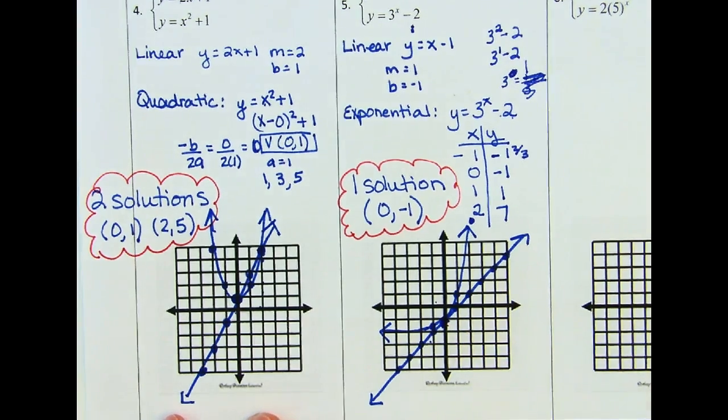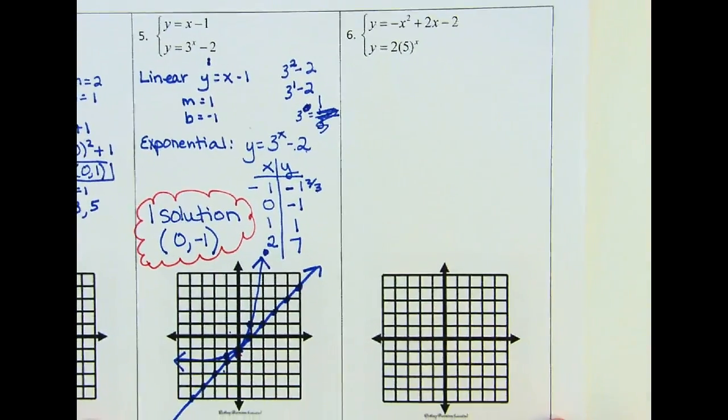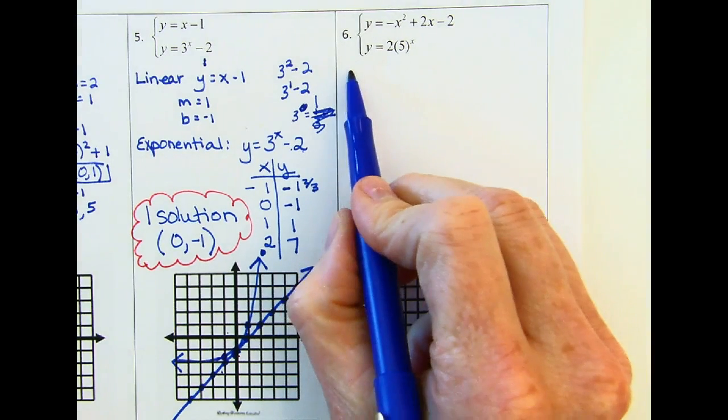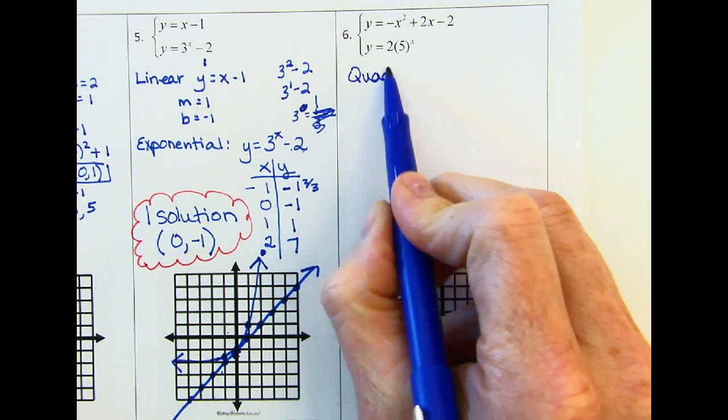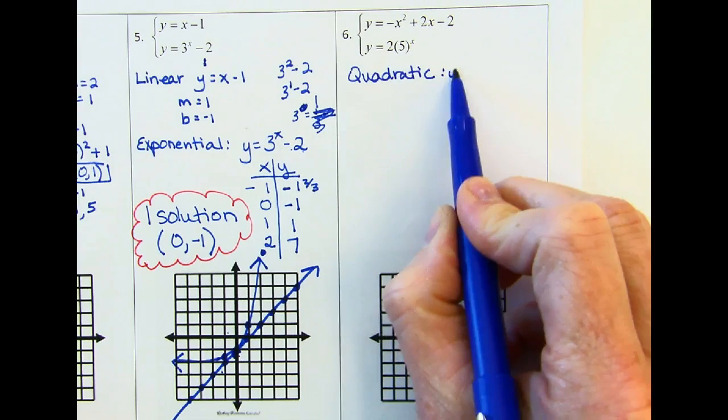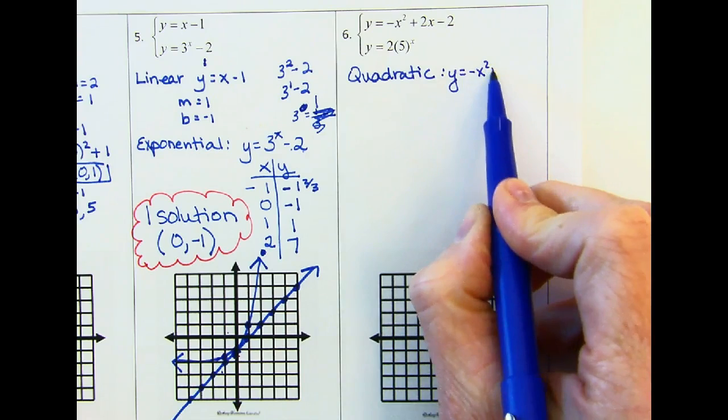Now we have one last problem left with the graphing examples, and that is going to be number 6. Now on number 6, we are going to deal with the quadratic and an exponential. They're both nonlinear, so that both can happen. So we are going to start out with the quadratic first. And this time we have the quadratic in standard form.